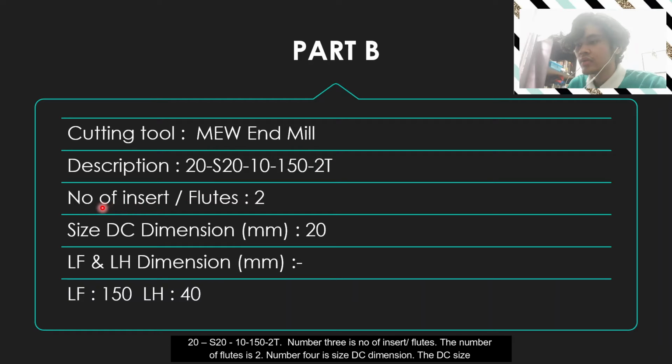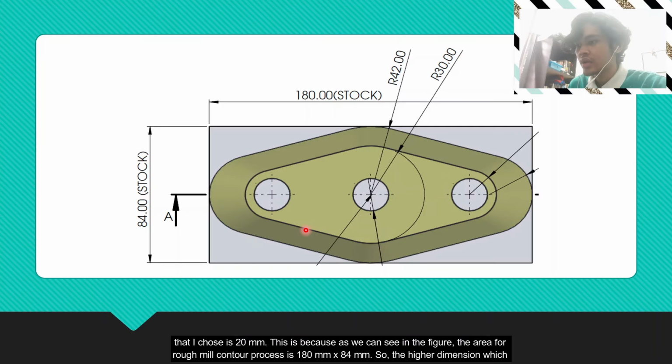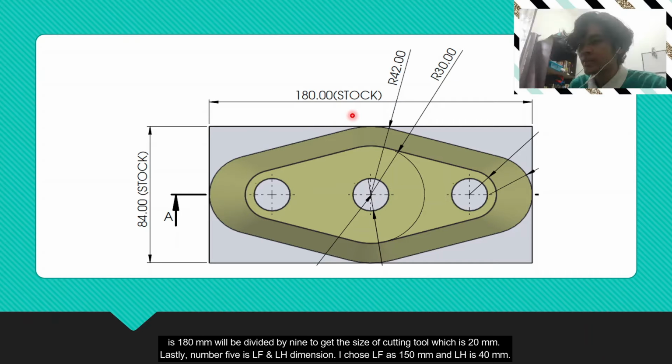Number 3 is number of insert or flutes. The number of flutes is 2. Then number 4 is size DC dimension. The size that I choose is 20 mm. This is because, as we can see in the figure, the area for rough mill contour process is 180 mm times 84 mm. So the higher dimension, which is 180 mm, will be divided by 9 to get the size of cutting tool, which is 20 mm.